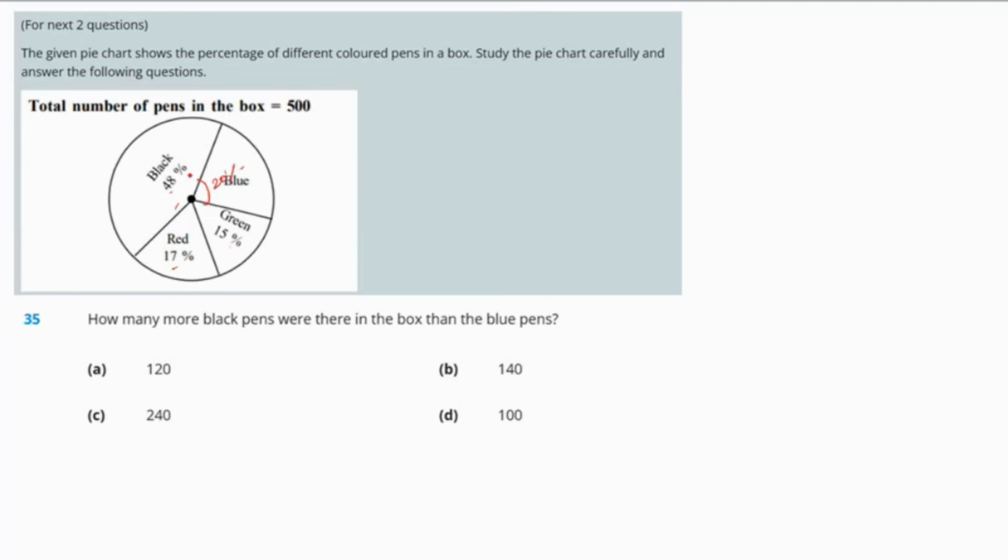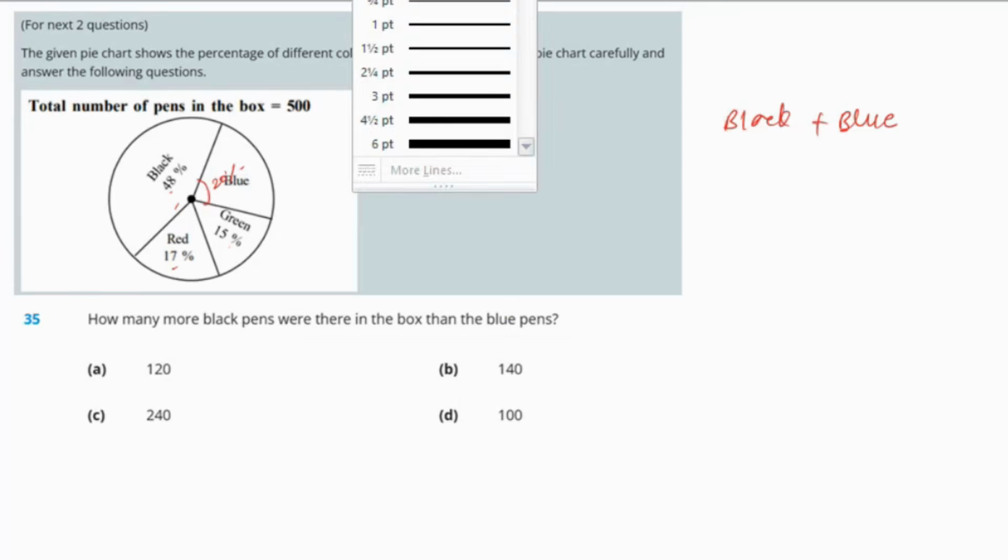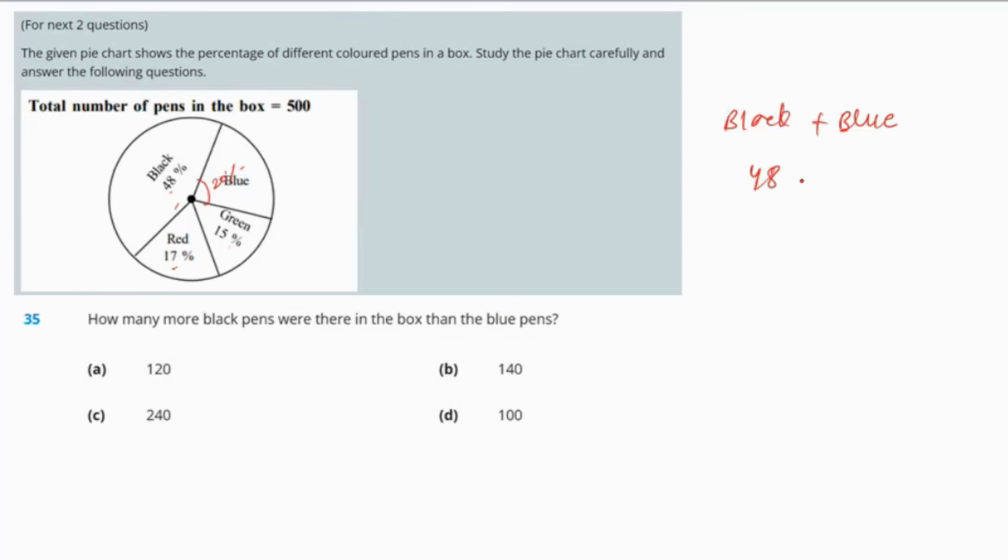So this blue needs to be 20%. The question is asking about black and blue. How many more black pens were there than blue pens? So we can figure out their difference. 48 minus 20, we will be getting 28. So now we need to figure out 28% of 500. That will give us 28 times 5, 140. Our answer needs to be option B, which is 140.